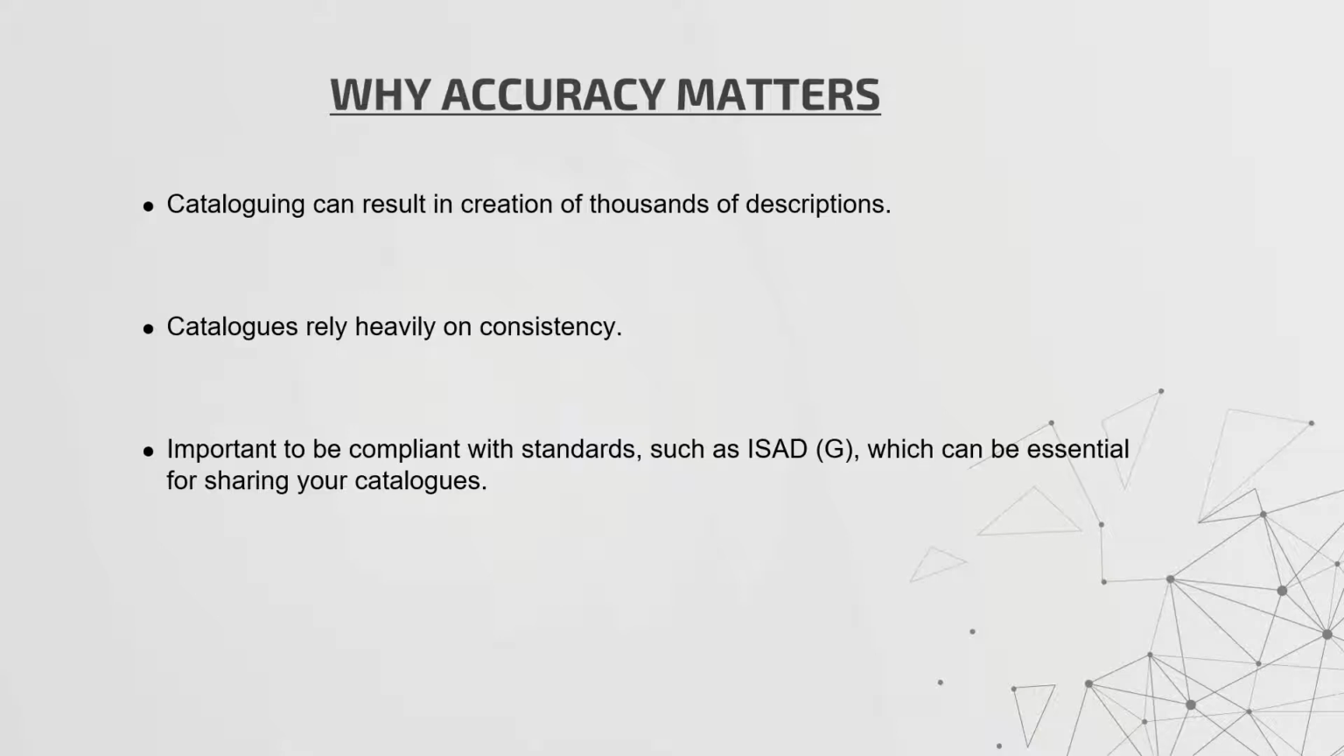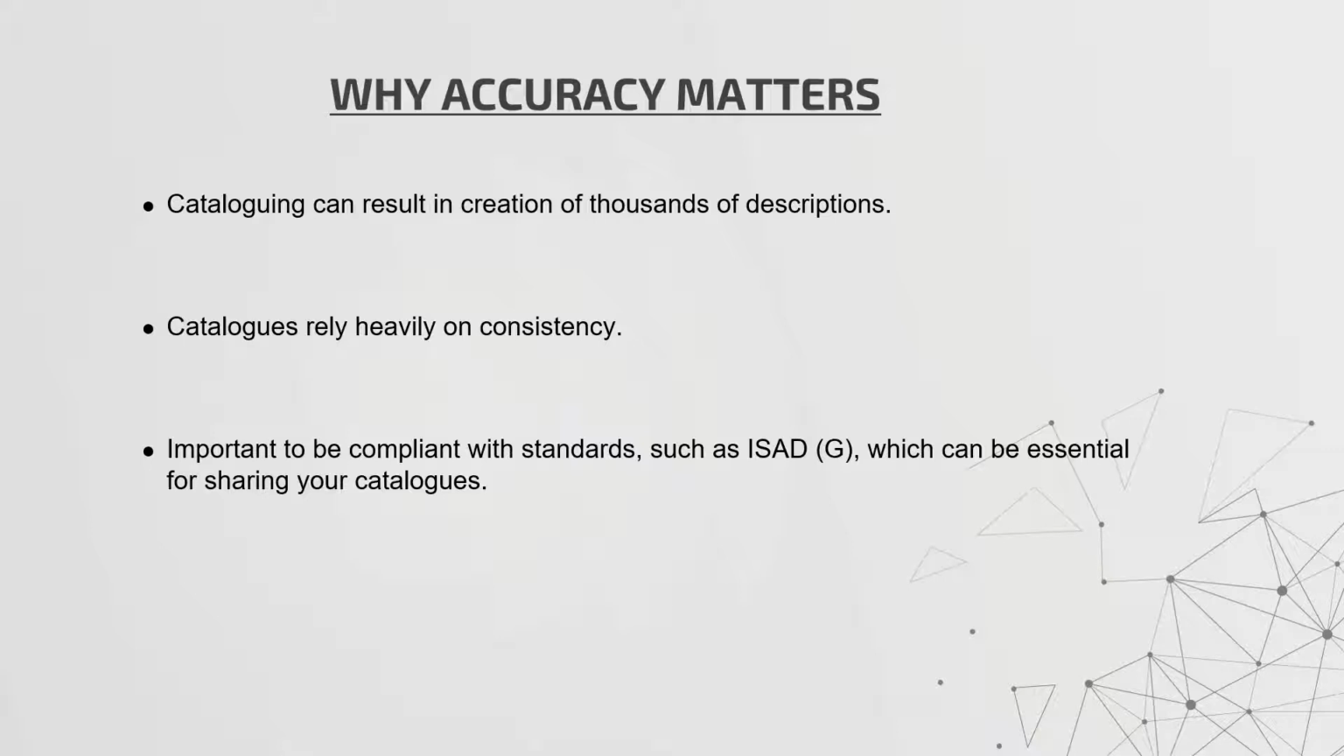So consistency is a major point, and it's something that you should always be thinking about when you're cataloguing a collection. Also, if you want your collection to be shared widely and to be accessed, then it's really important that you try to comply with standards as far as possible, especially standards such as ISAD(G), and sometimes these standards will have very specific ways about how you should describe and express information.